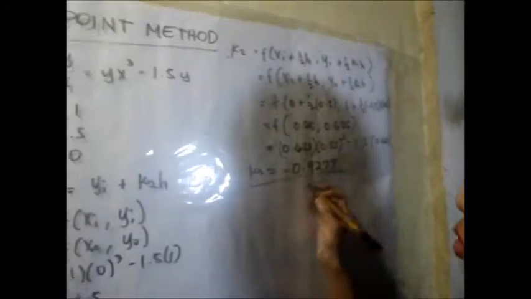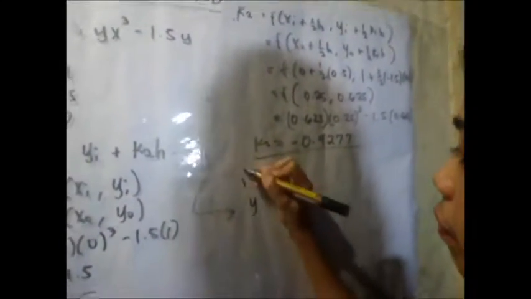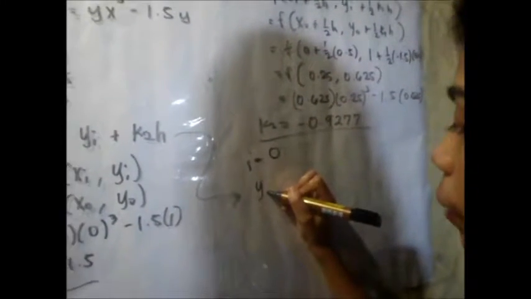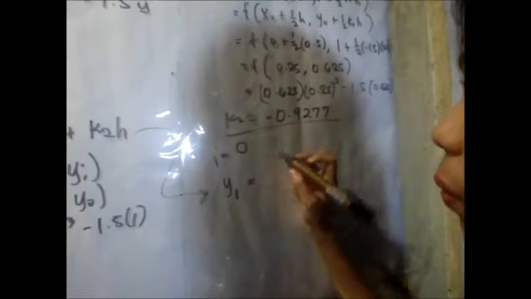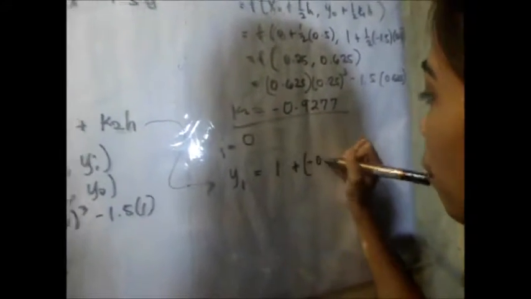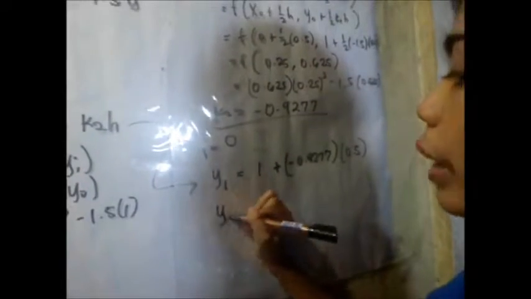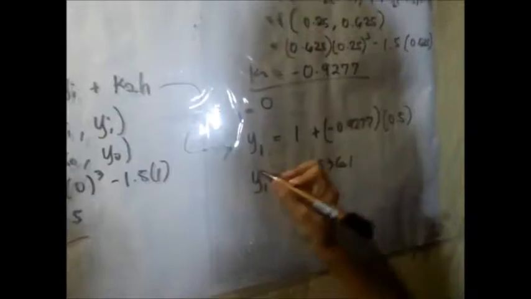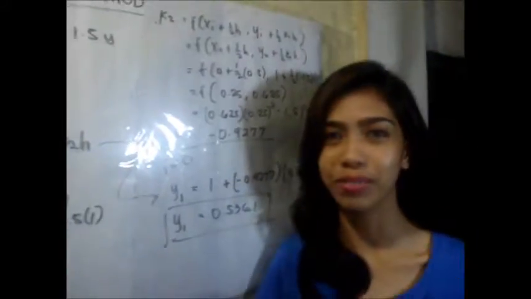So we can now substitute these values to this general equation. So we have, if i is 0, then y1 is equal to the y sub 0 is 1 plus the k2 is negative 0.9277, and the h is 0.5, times 0.5. Therefore, we have y1 that is equal to 0.5361. So this is the final answer for the midpoint method.